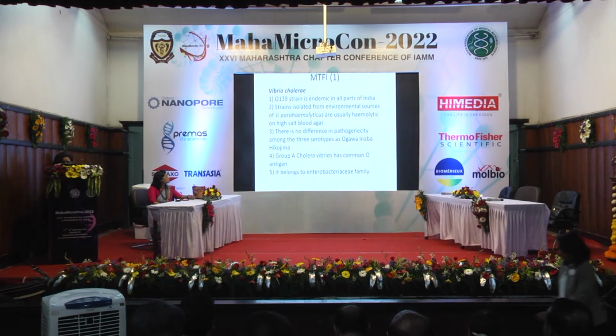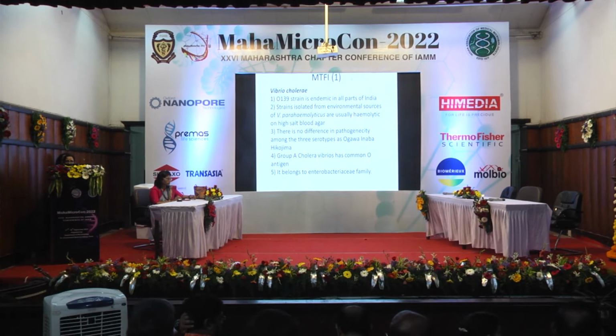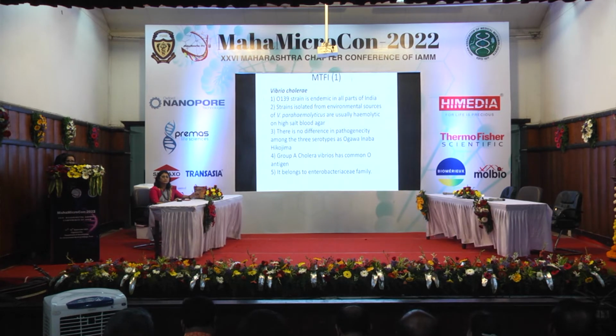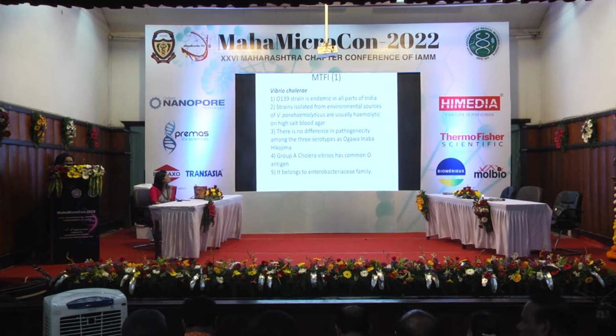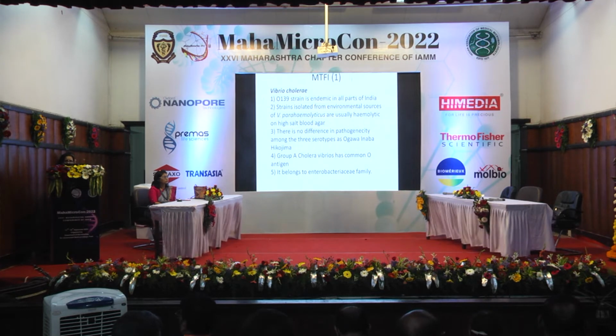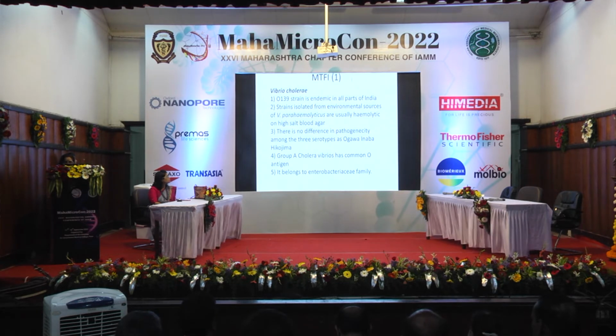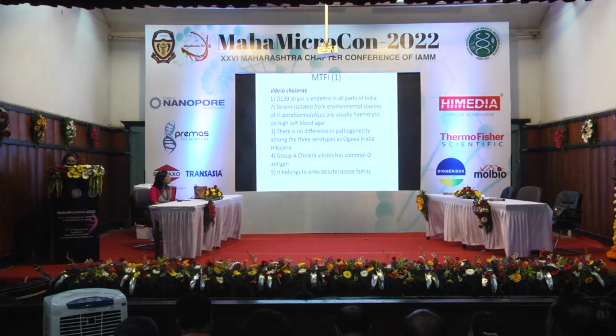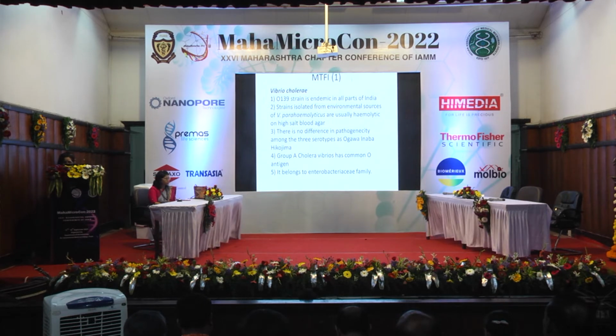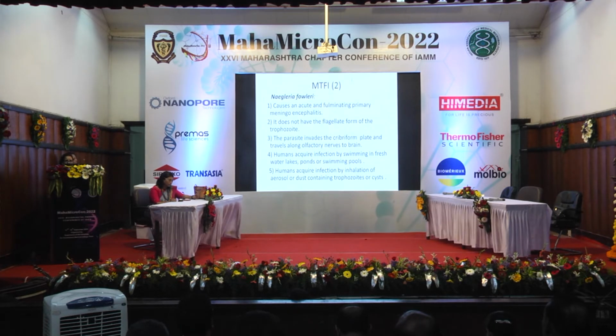The first is related to Vibrio cholera. First, O139 strain is endemic in all parts of India. Second, strains isolated from environmental sources of Vibrio parahemolyticus are usually hemolytic on high salt blood agar. Third, there is no difference in the pathogenicity among the 3 serotypes, that is Ogawa, Inaba and Hikojima. Fourth, group A cholera vibrios have a common O antigen. And fifth, it belongs to the Enterobacteriaceae group.